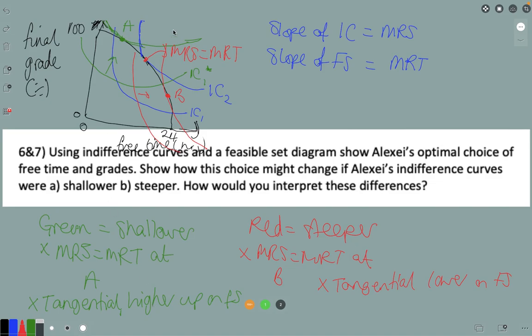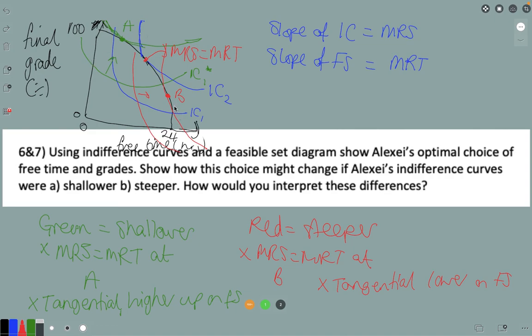Well, let's talk about this then. It's higher up, it's up here. What does that mean? Well, it means that I've got a smaller amount of free time, but a higher amount of final grade. So what does this mean? This means I care relatively less about my free time, but relatively more about my grade. So for the shallower indifference curve, I care relatively less about my free time, but relatively more about my grade.